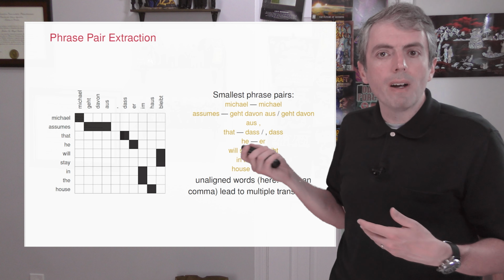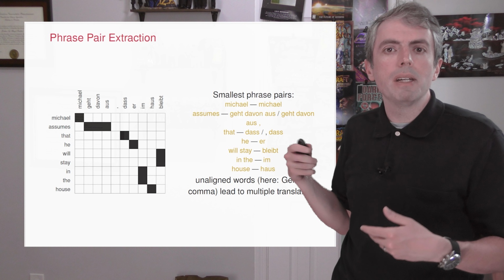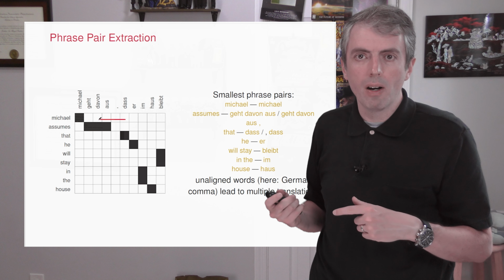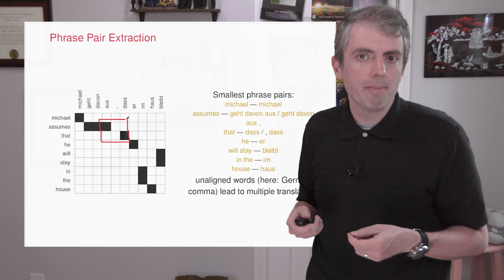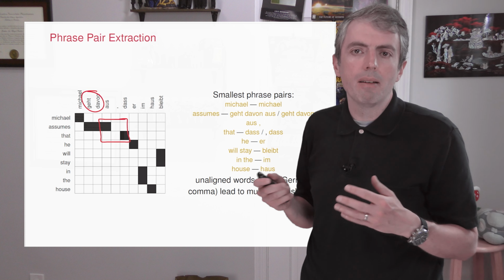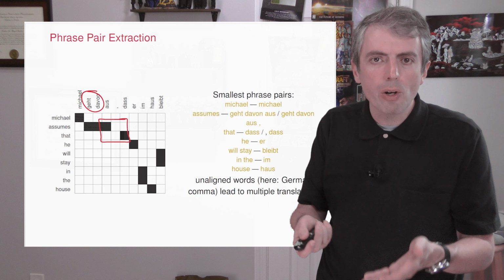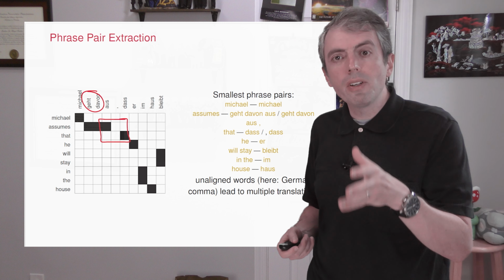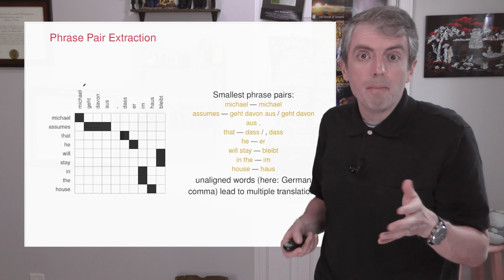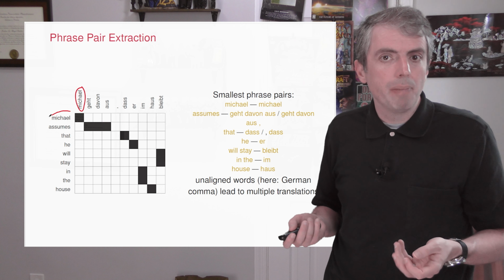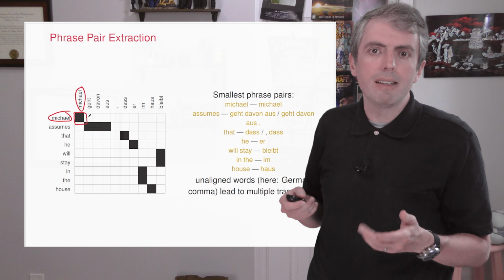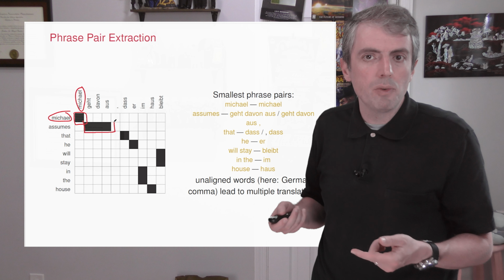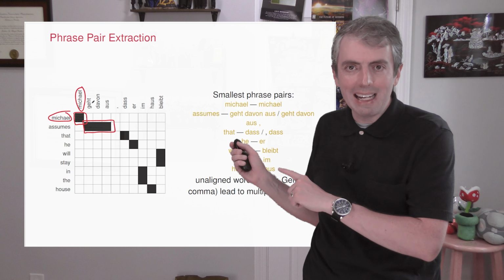So this middle phrase isn't okay because there's a German word aligned to an English word that isn't in the phrase. And you can write the same thing mathematically. The transitive closure of the alignments needs to be entirely in the phrase. Now, this results in some small phrases. Michael can align with Michael, but because assumes is aligned to everything in geht davon aus, then if you translate assumes, you must get everything in the alignment with it.